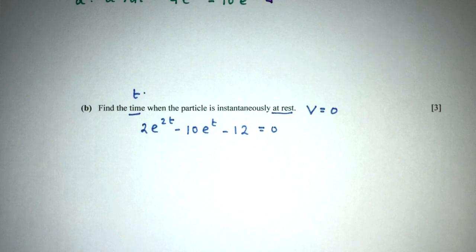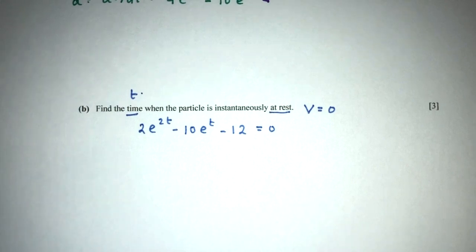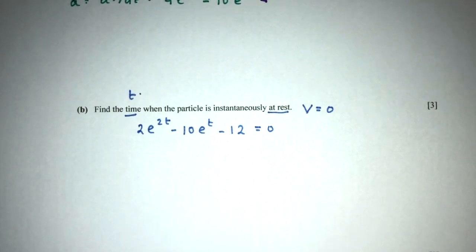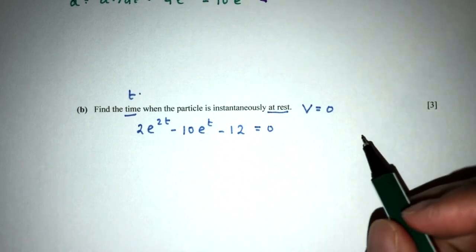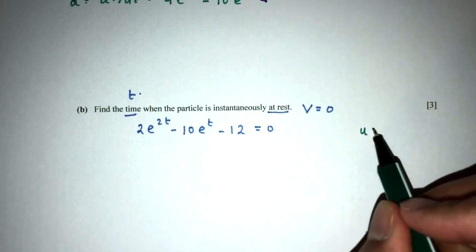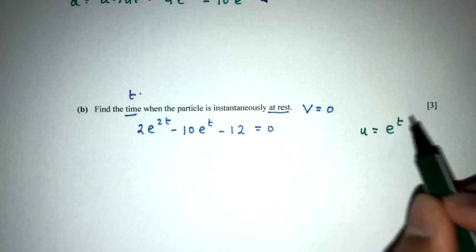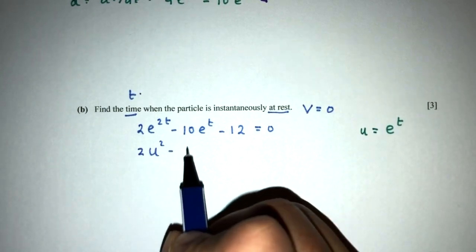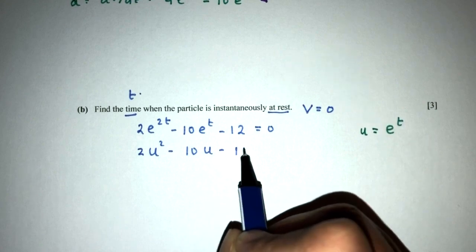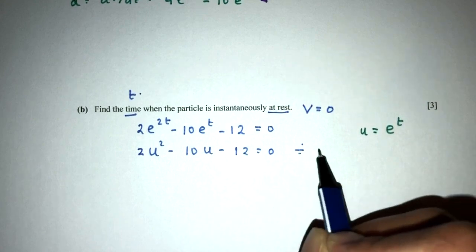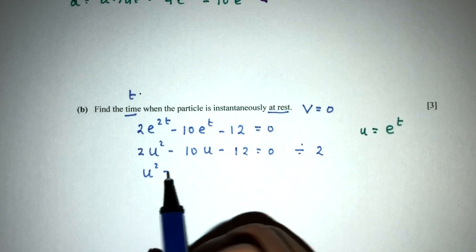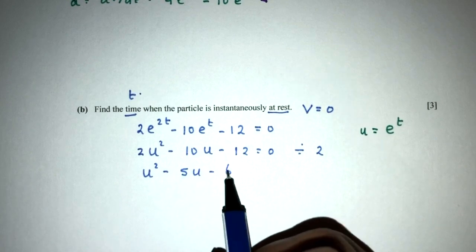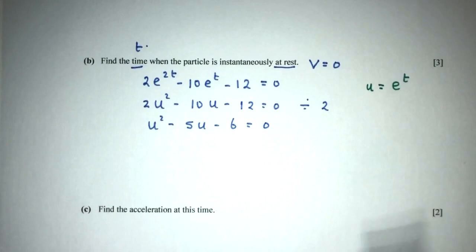So now we have an equation to solve. The first thing we can do, as you can see, it is kind of hard to solve this directly, so we can try to use substitution. Let u equal e to the t. So you will have 2u squared minus 10u minus 12 equals 0. Now divide by 2 everywhere, and you have u squared minus 5u minus 6 equals 0. Now simplify.